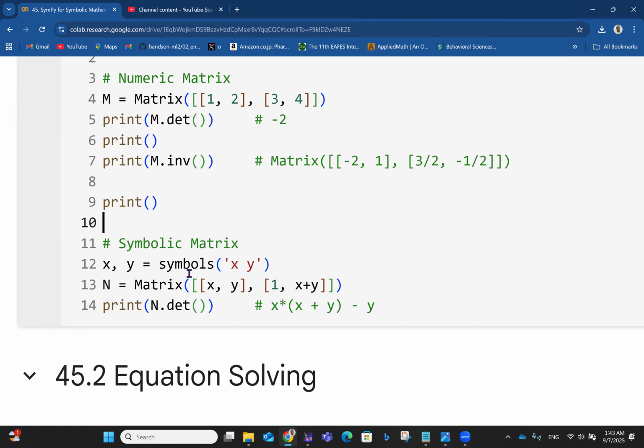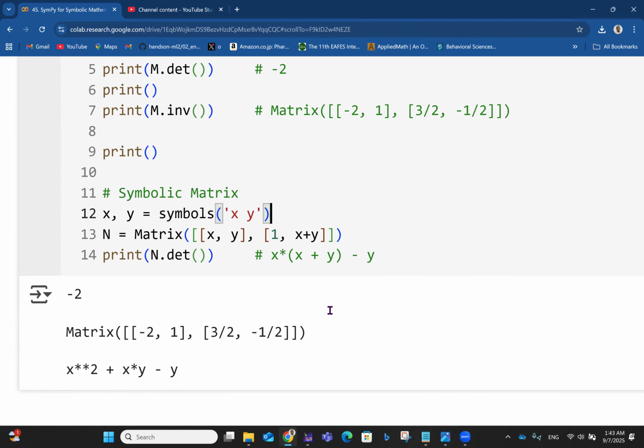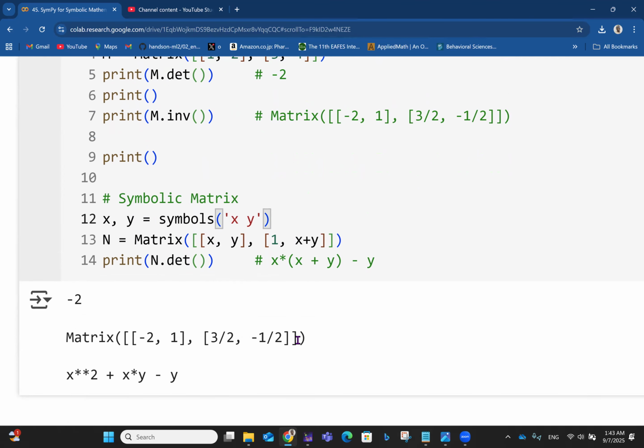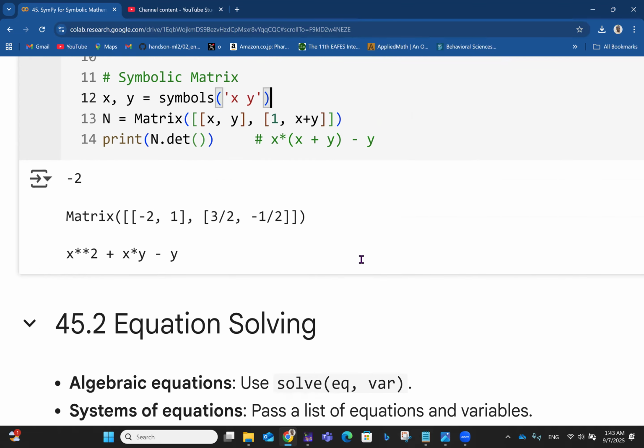Then you can also do a symbolic matrix where you just say x, y is declared as symbols. So you have symbols x, y. Then the matrix N will now be x, y, then 1, x plus y. Then you can find the determinant of that. So if you run that, you get all of this in one blow. So you have minus 2 for that determinant. You have the inverse like this. And then you have the symbolic matrix this way, where you have x squared plus x y minus y for the determinant of the matrix x, y, 1, x plus y.